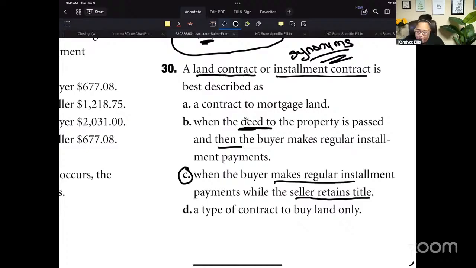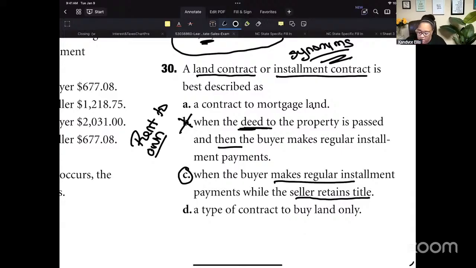I don't think the answer is B because I know an installment land contract is like a rent to own, which means you make payments as the buyer. You make payments, you make payments, you make payments. You have equitable title, the right to claim title later, but you don't get legal title until you finish making your payments. So it can't be B.